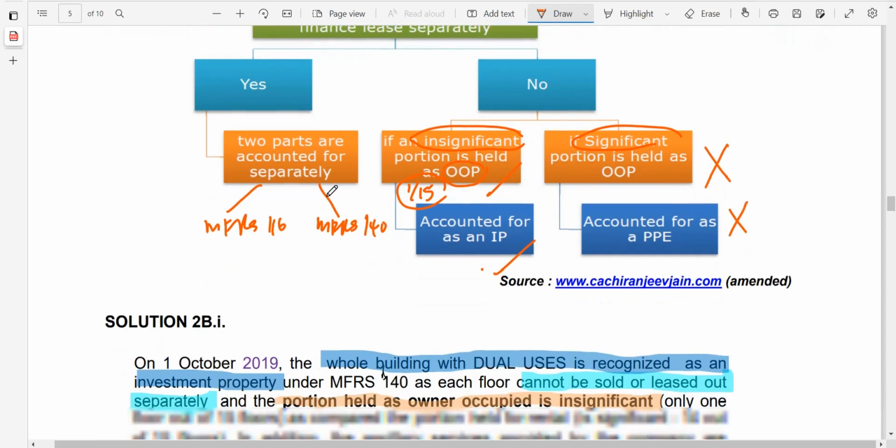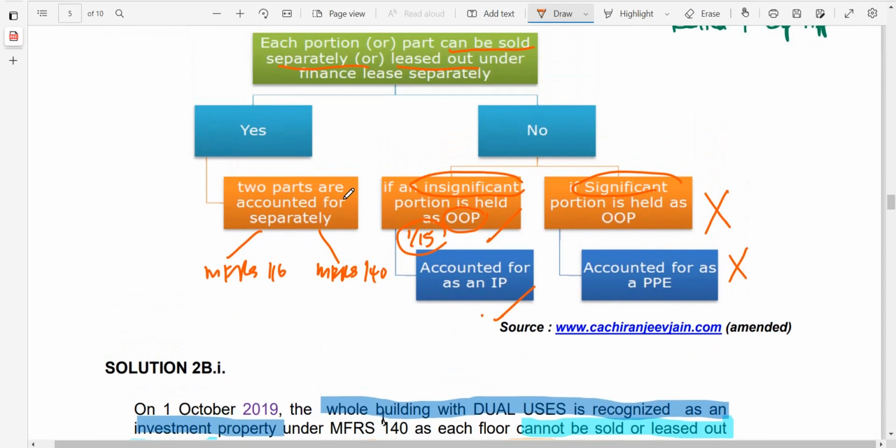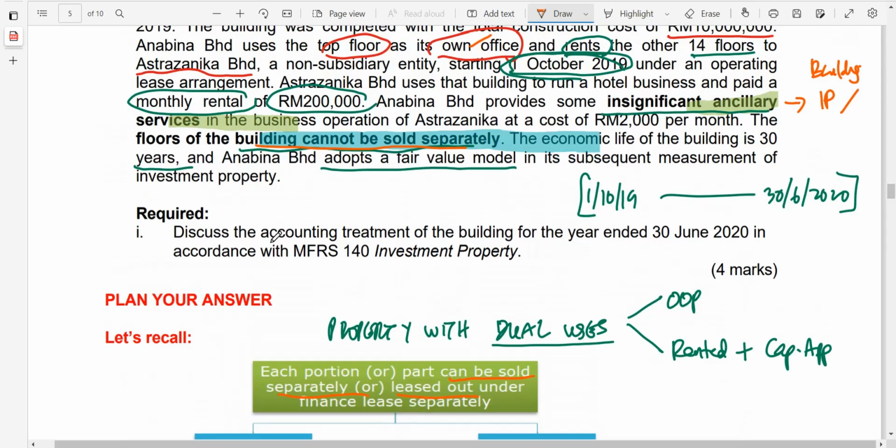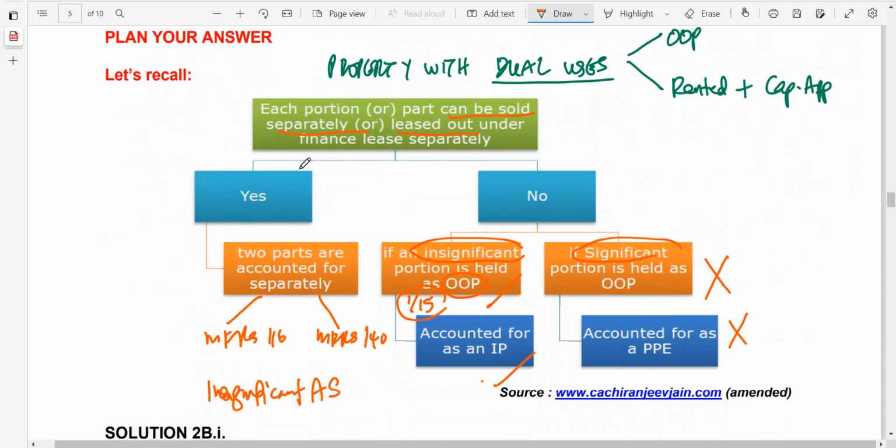So let's look at how we write the answer based on this diagram, and also take note we have insignificant ancillary service, AS. So let's look at the requirement that you are asked to discuss the accounting treatment for the building for the year ended 30th June. So you need to discuss starting from 1st of October up until 30th of June 2020, for that 9-month period.